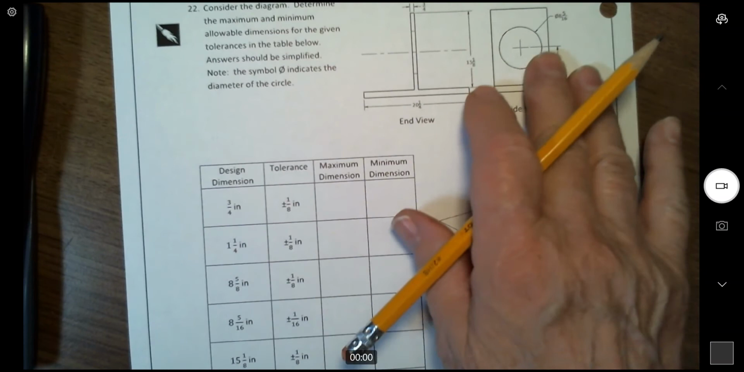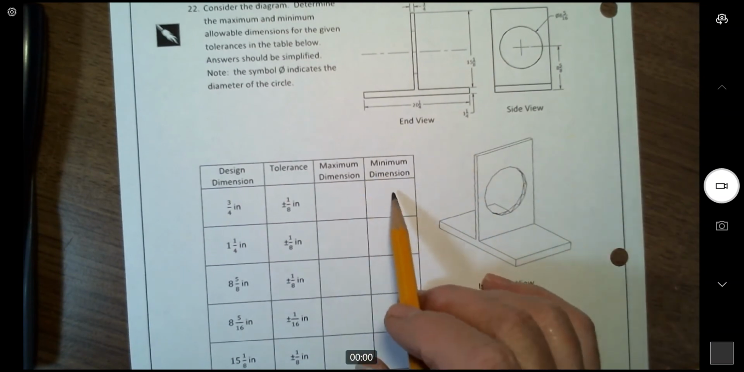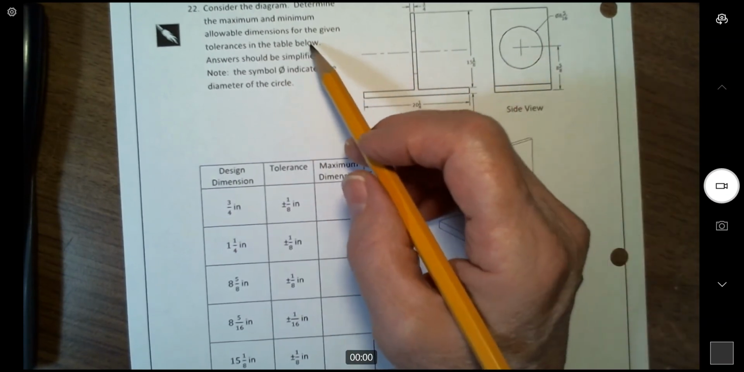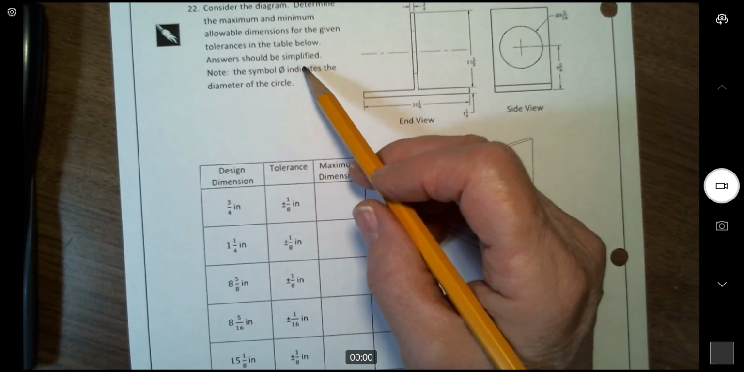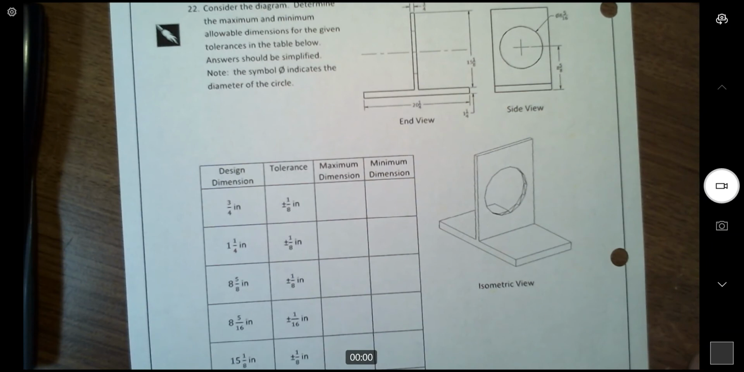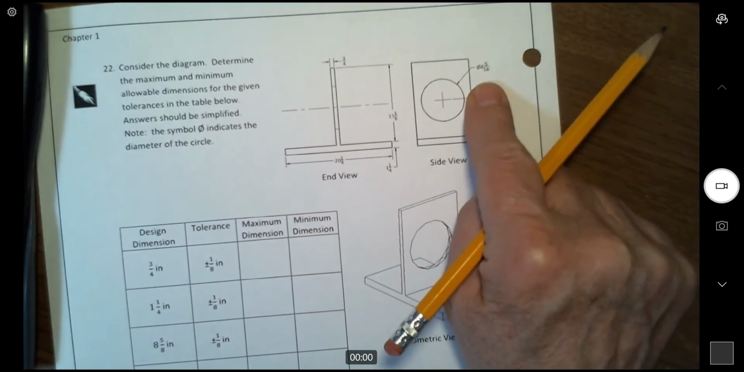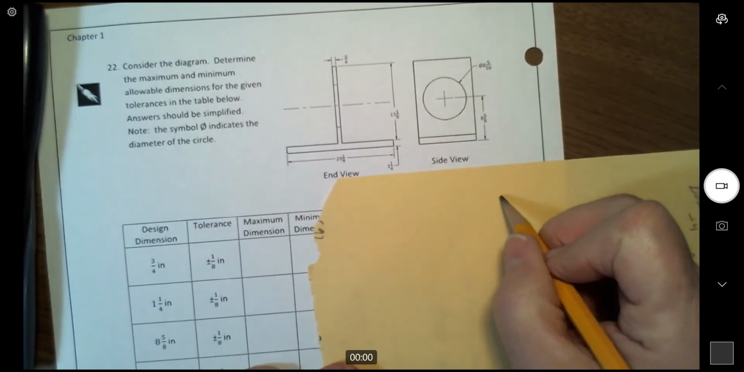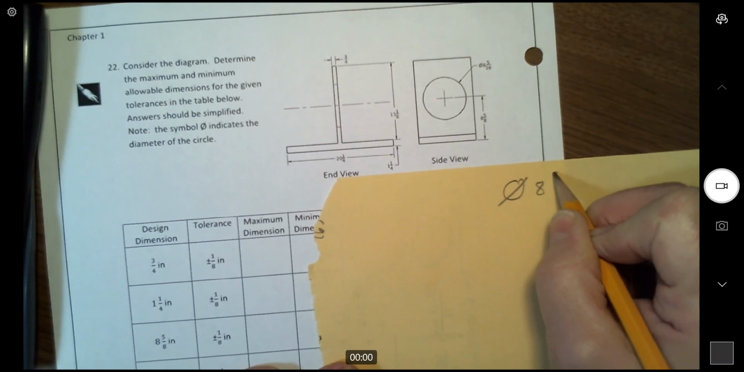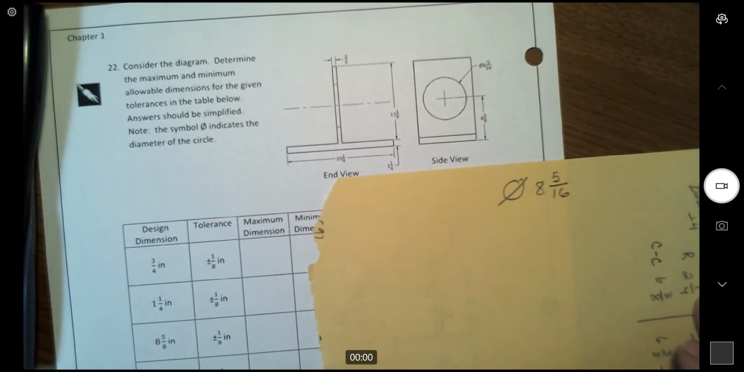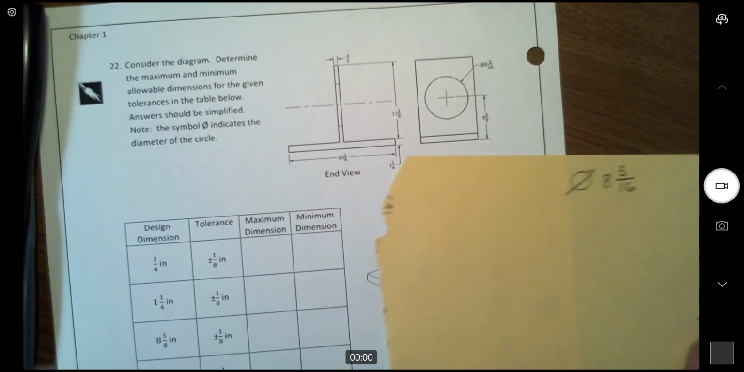Okay, consider this diagram and determine the maximum and minimum allowable dimensions. Same thing that we did before for the given tolerances in the table below. Answers should be simplified. And just as a matter of notation, when you see that sort of thing, it means that they're talking about a diameter. So in this diagram right here, there's a little symbol. It's kind of hard to see, but it looks like this. And then it says 8 5/16. This means that that number is the diameter of that as opposed to the radius. If it was the radius, it'd probably show an R like we have in the past.